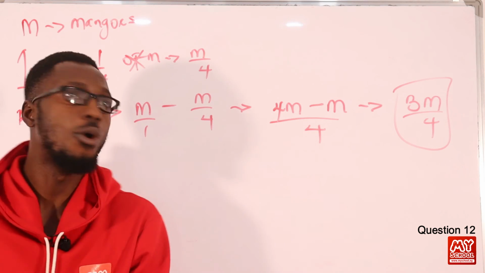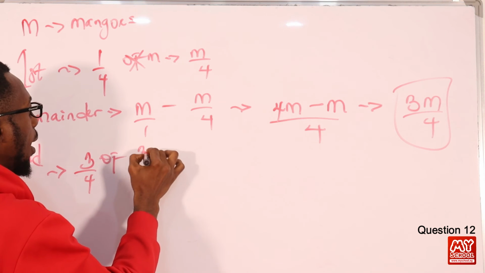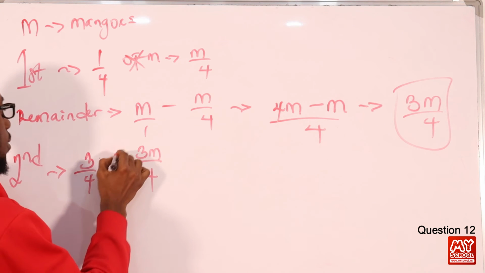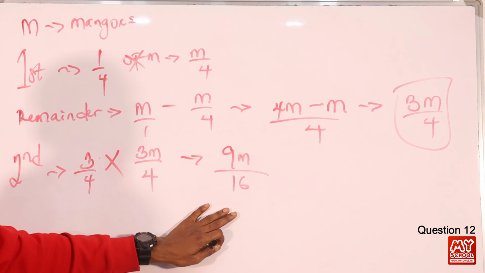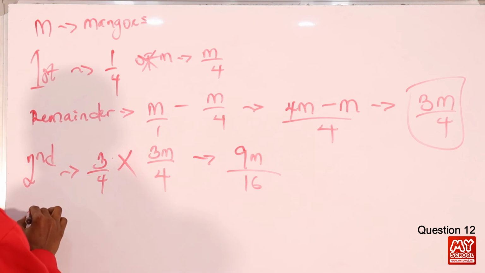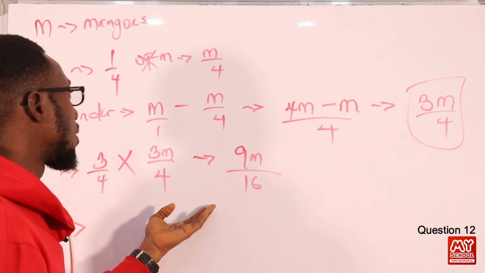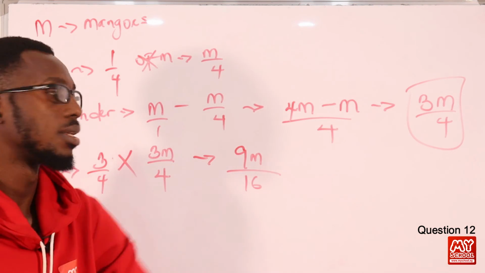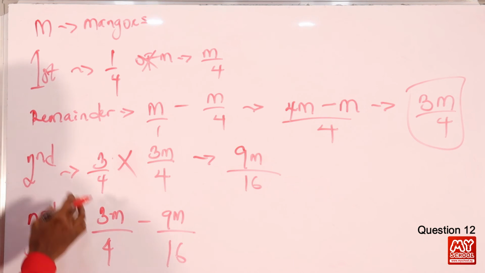Now the second child took 3 over 4 of the remainder. So that's 3 over 4 of the remainder, which is 3M over 4. Of means times, so I can just switch this to times. So I have 3 times 3, that is 9M, 4 times 4, that is 16. So this is what the second child took, 3 over 4 of the remainder. So the third child would just be left with the amount that we have after the first and second children have taken their shares. When you remove this from the remainder, that is what the third child should have left. So that would be 3M over 4 minus 9M over 16, because the third child took from the remainder.